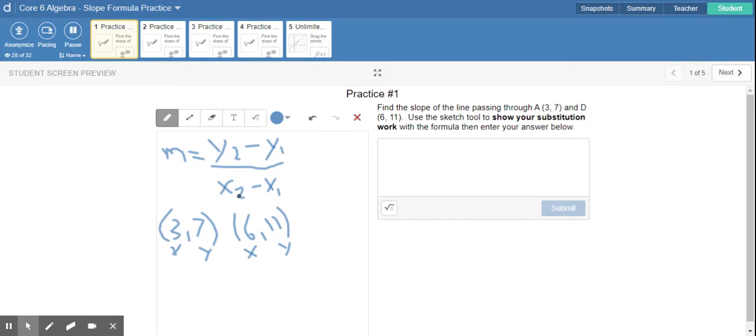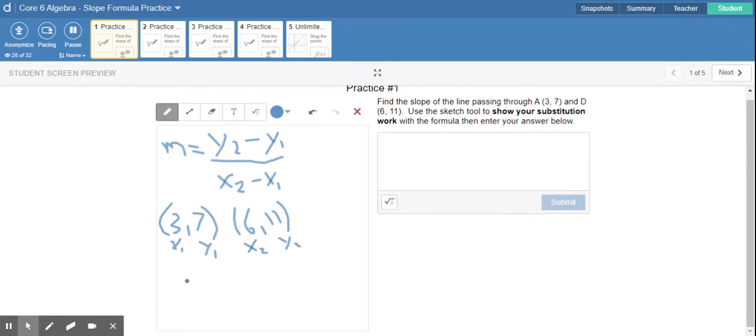So all I'm doing with this formula is just filling in the numbers where they go. And so I just think of it as the first point is my first x, so x1 and y1. And my second point is my second x, my x2 and my y2. Okay, so the fraction starts with a y2. I'm going to put this 11 in that spot.